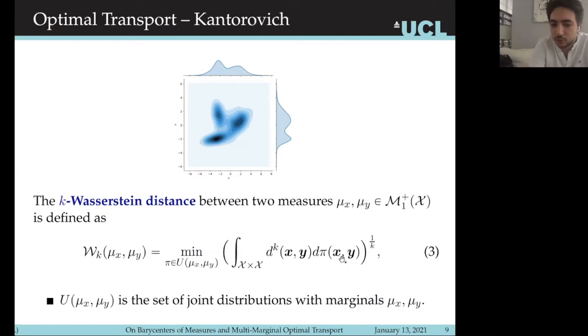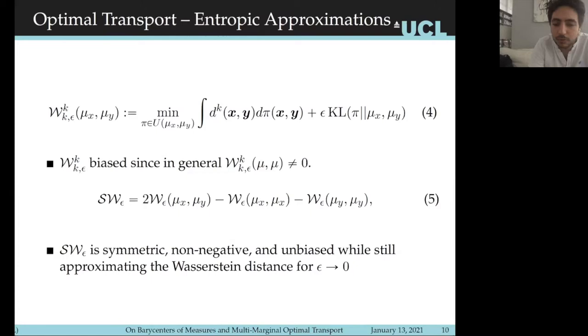All right. So the problem is that this problem is very challenging. Most approaches are super cubic, and so they don't scale well with the number of samples in the measures. There have been different approximations proposed over recent years, the first one being Cuturi in 2013, which proposed to add an entropic penalty to the problem, which allows using a very celebrated algorithm called Sinkhorn and has way better computational complexity.